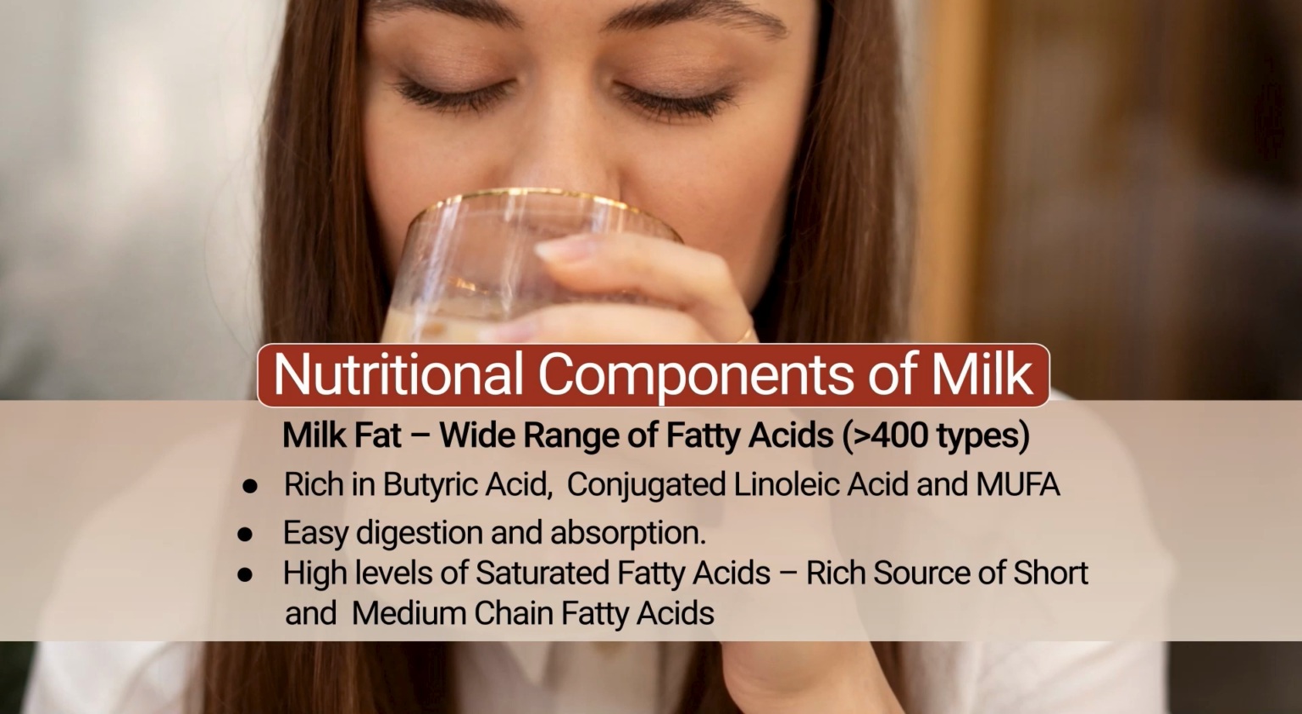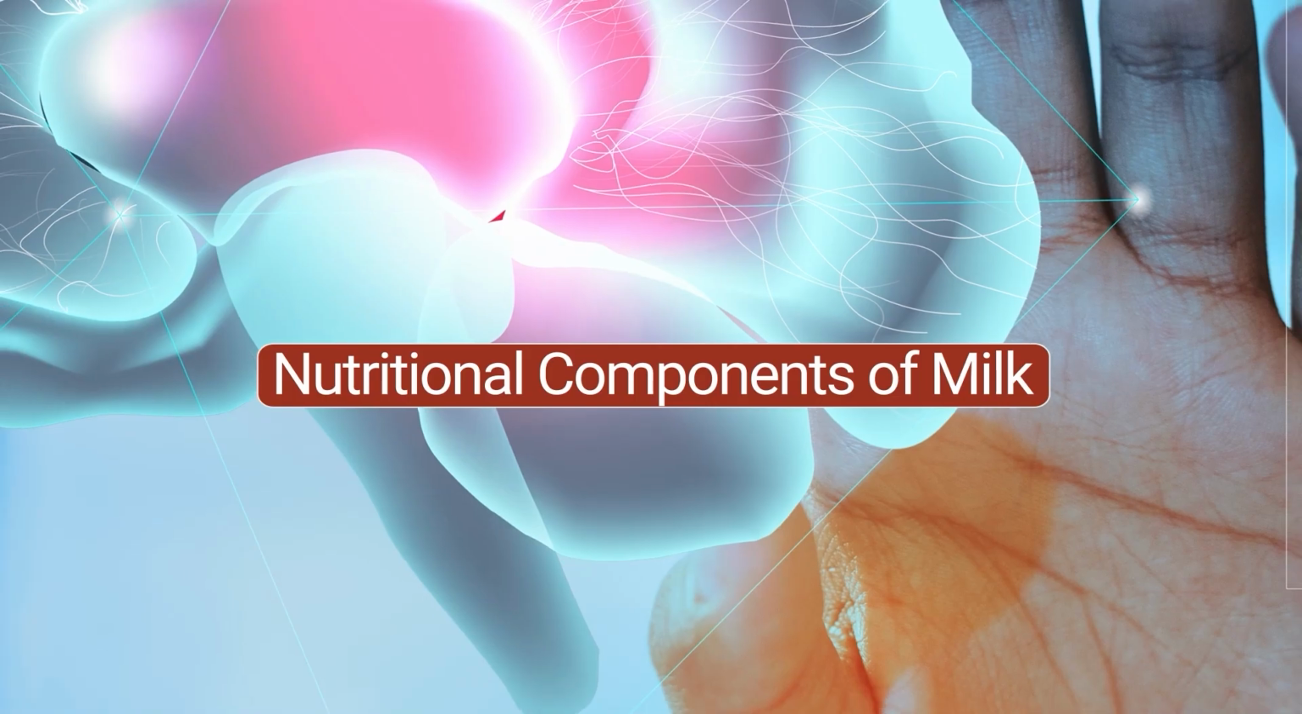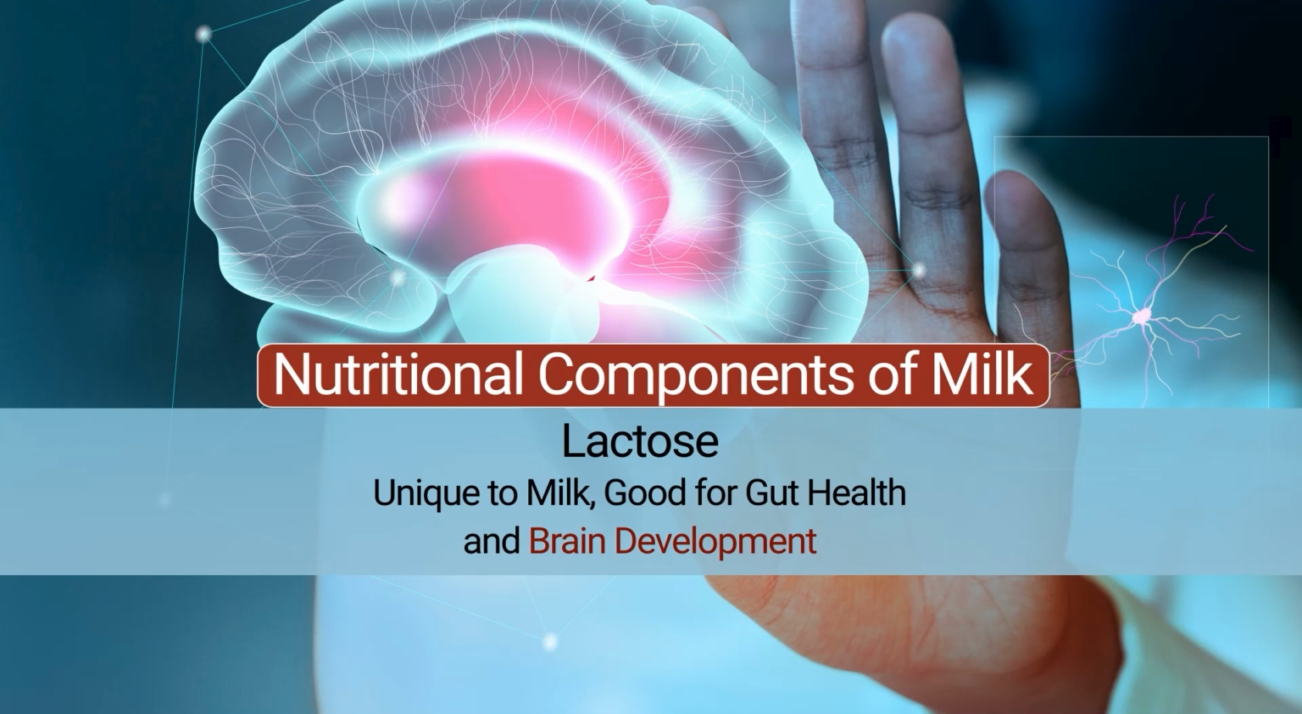Similarly, fat has a wide range of fatty acids, around 400 types. It is rich in butyric acid, conjugated linoleic acid and unsaturated fatty acids. It is easy to digest and absorb. There is a high level of saturated fatty acids, that is, a rich source of short and medium chain fatty acids. The main constituent is lactose, which is unique to milk.